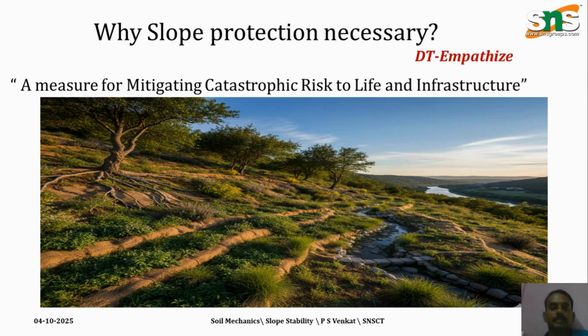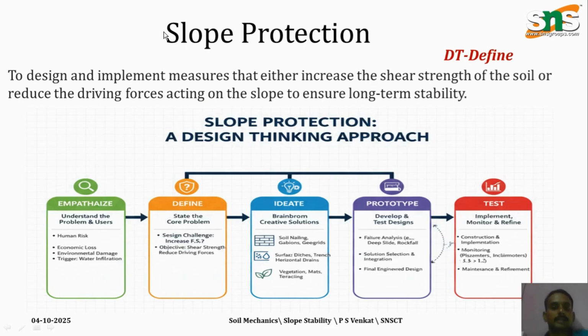So why is slope protection necessary? Slope protection is a measure to mitigate the catastrophic risk to life and infrastructure due to an outbreak such as a landslide. Slope protection addresses various problems, and one of the major problems is to implement measures in order to increase the shear strength of soil or to reduce the driving forces acting on the slope, which ensures long-term stability.